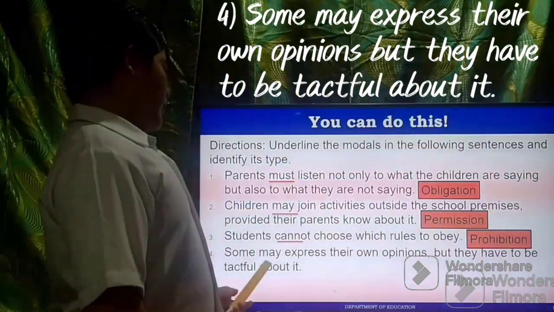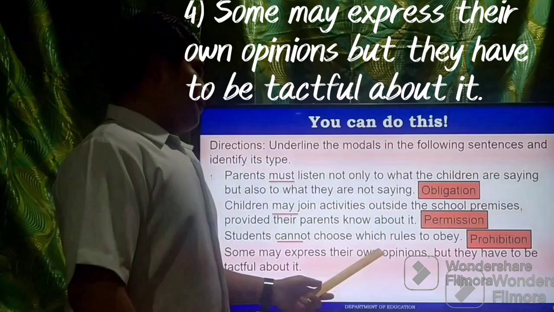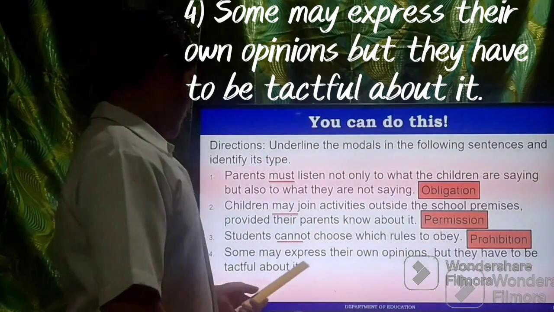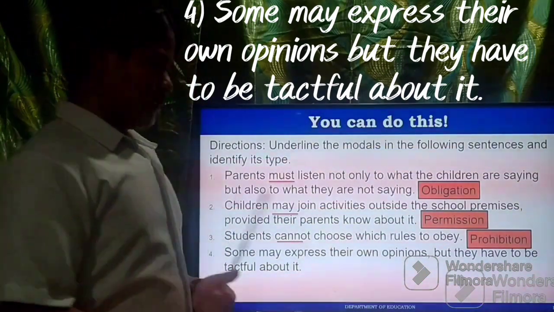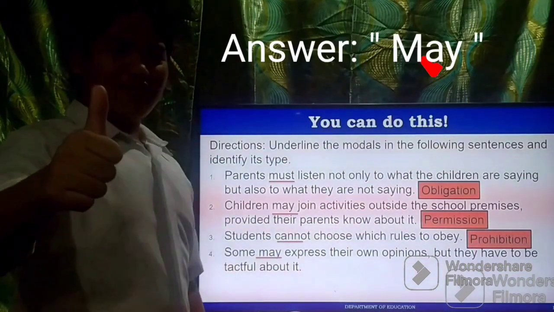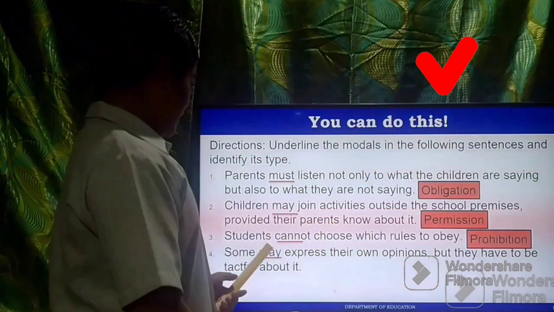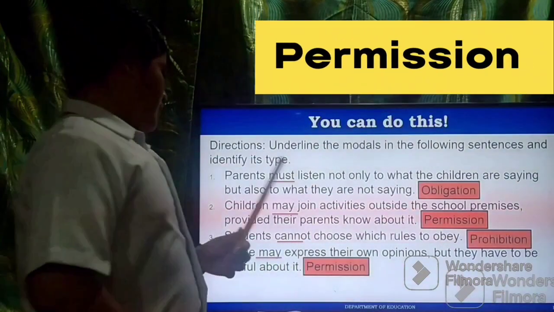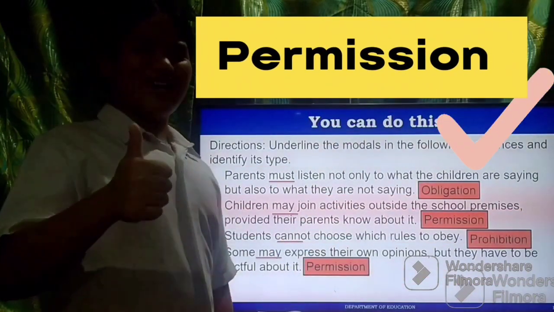Number 4. Some may express their own opinions, but they have to be tactful about it. What do you think is the modal in this sentence? If your answer is may, you are correct. And what type of modal is may? If your answer is permission, you are correct.